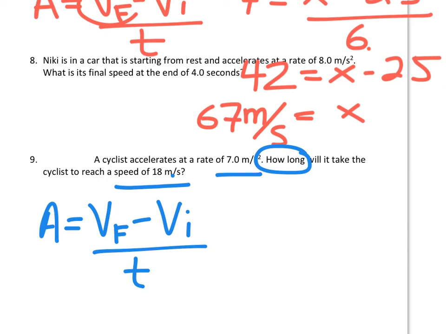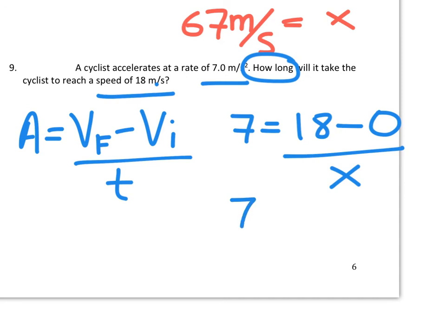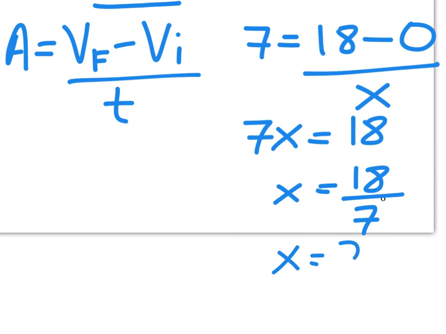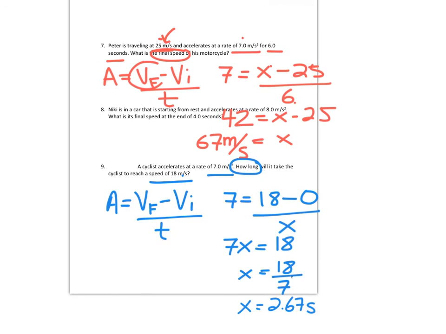So if I plug in my values, I have 7 equals the final speed, 18, minus the initial speed, which I'm assuming is 0, divided by the time. I don't have the time, that's what I'm looking for, so that's my x. So 7x is equal to 18, x is equal to 18 over 7, and x is equal to 2.67, and our time is in seconds. Again, these are the types of problems you're going to get, where you're given the acceleration, but you have to solve for the unknown. And I hope this was helpful.